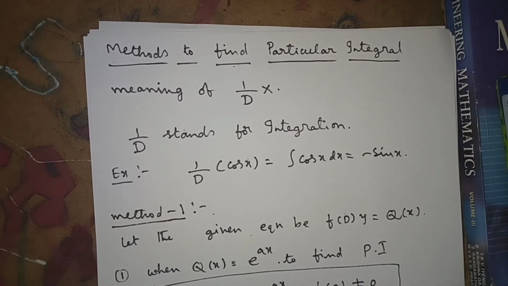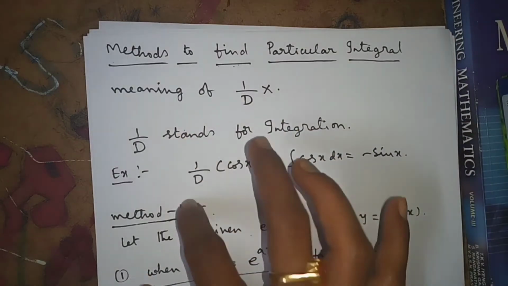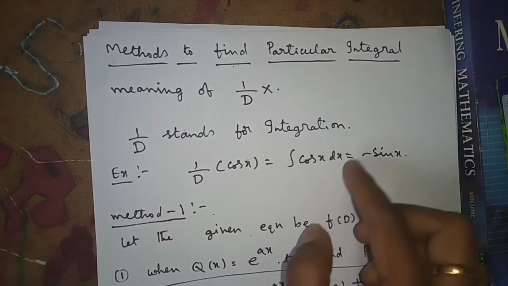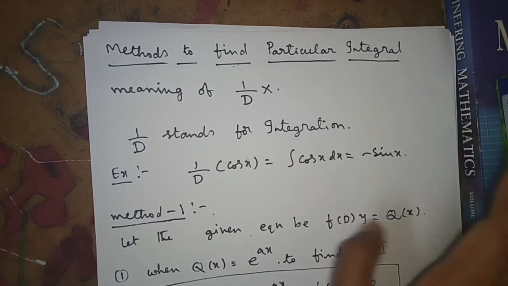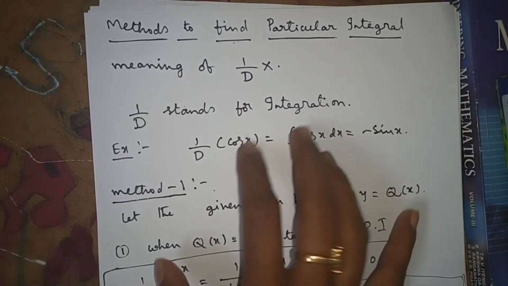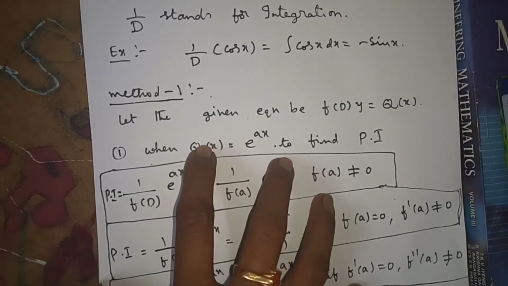Example, 1 by D into cos x, 1 by D into sin x, or 1 by D into x square, 1 by D into e to the power of 2x, whatever the term. 1 by D into cos x is equal to, what is the meaning of that? Integral cos x dx, that is equal to sin x, depending on the formula. 1 by D into whatever the term occurs, you have to integrate that particular term. 1 by D stands for integration, you remember.